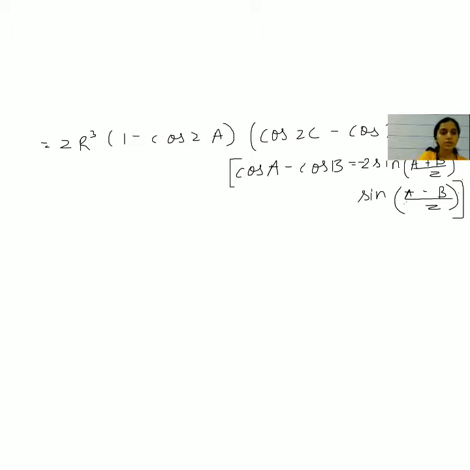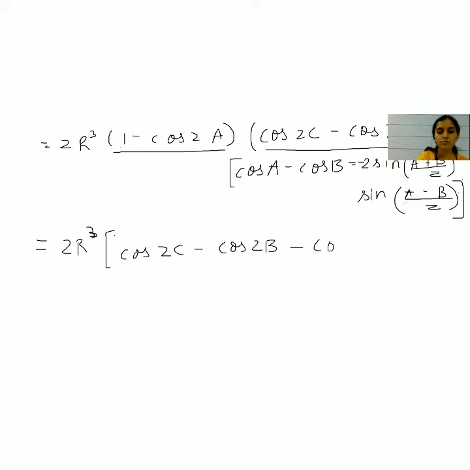Now let's go to the next step. This will be 2r cube. We'll keep 2r cube as it is, put a square bracket. We'll multiply these two terms by these two terms. So we will get cos 2c minus cos 2b minus cos 2c cos 2A plus cos 2A cos 2b.